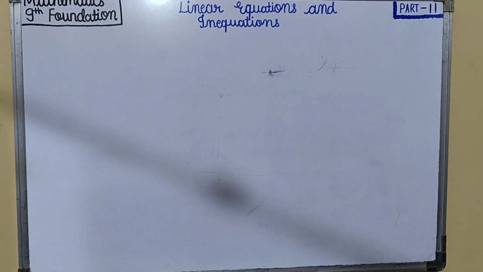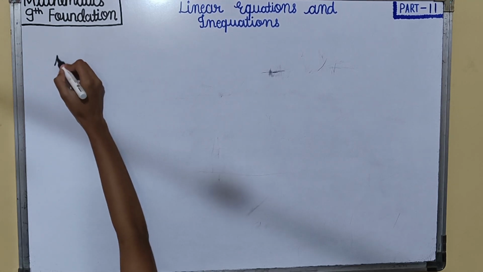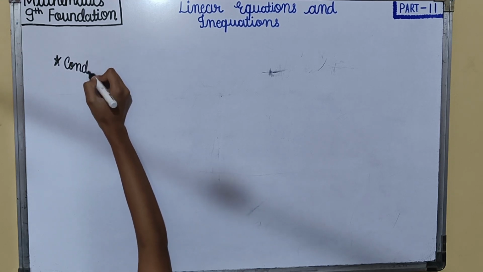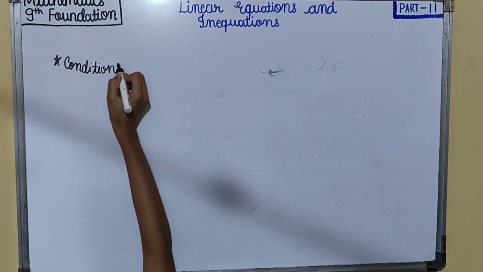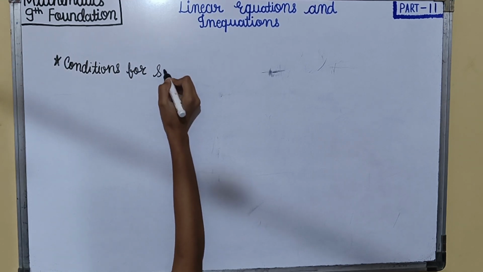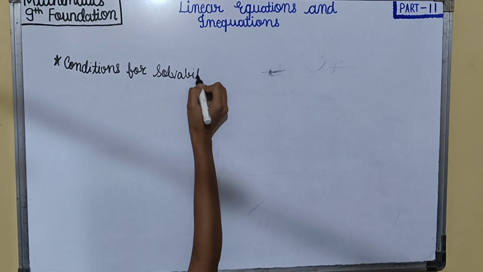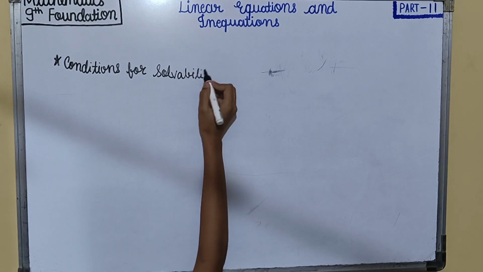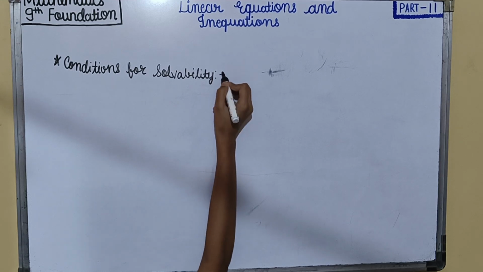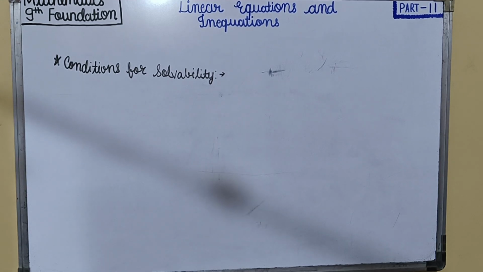So in conditions for solvability, there are total 3 conditions which are used for finding the value in an easy way. Let us see the first condition.